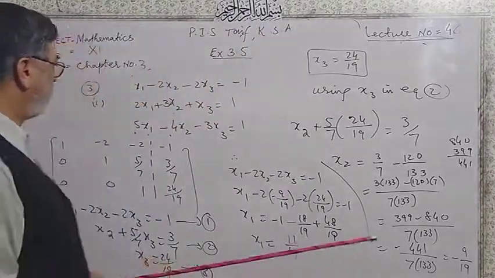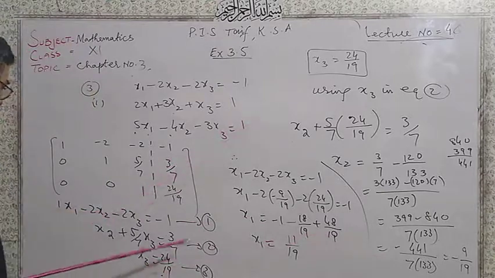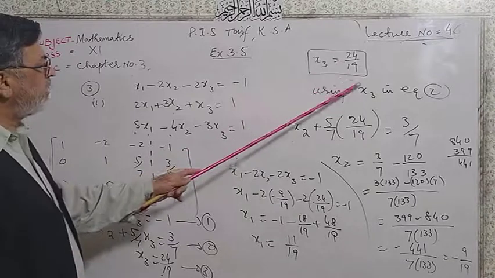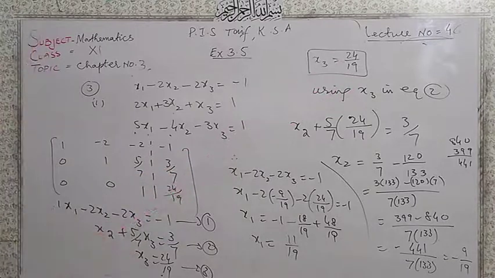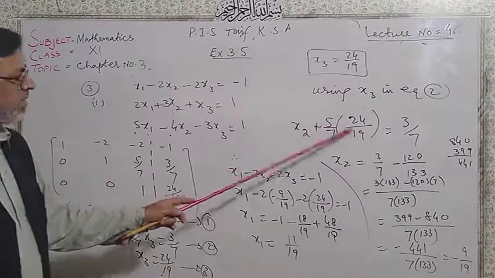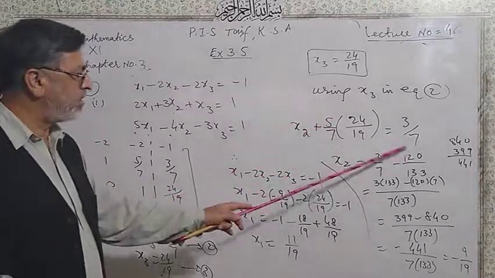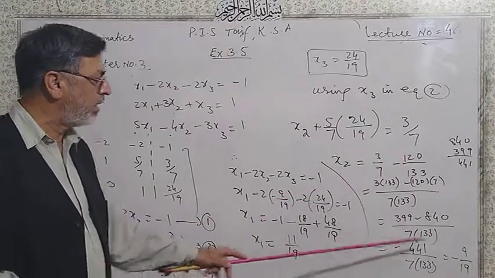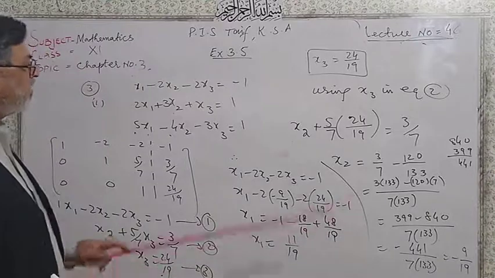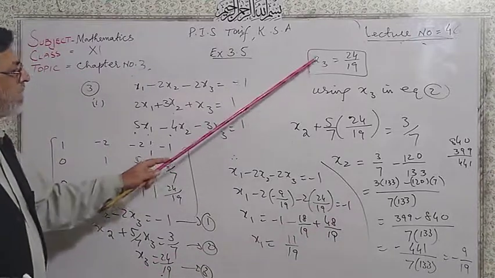Last time we had written x3 is equal to 24 over 19. Using the value of x3 in equation number 2, and after simplifying, taking this on the other side, we will get x2 is equal to minus 9 over 19. So we got the values of x2 and x3.